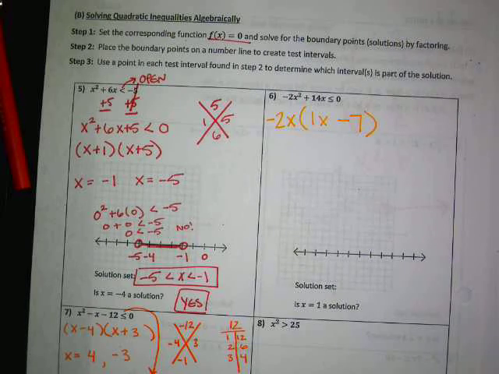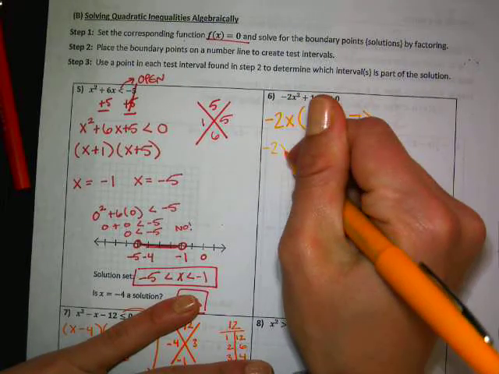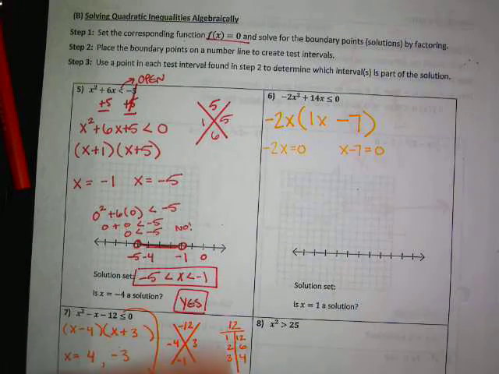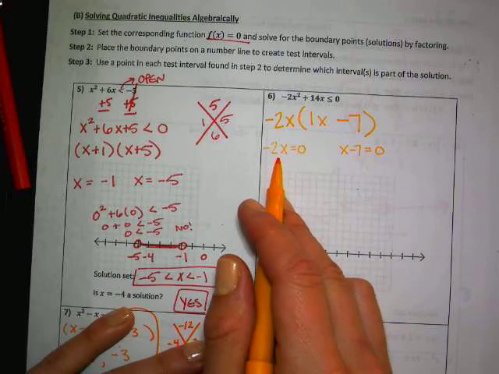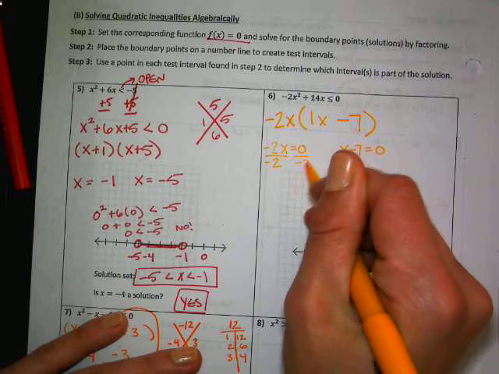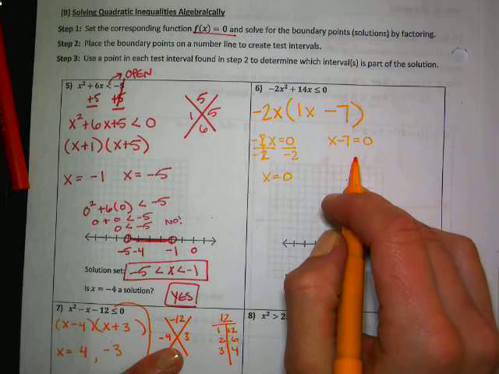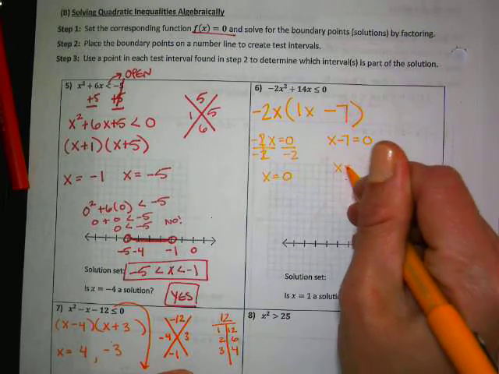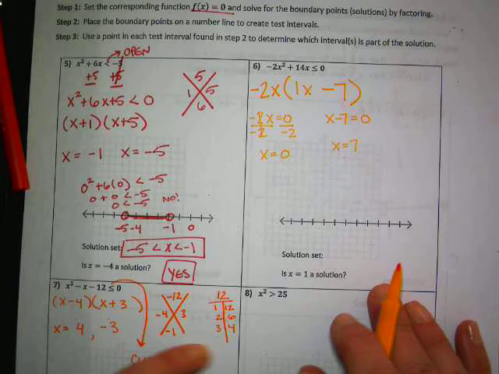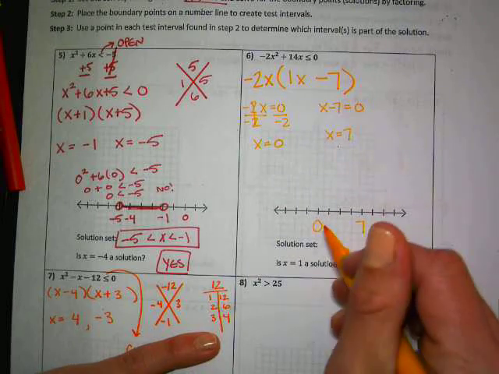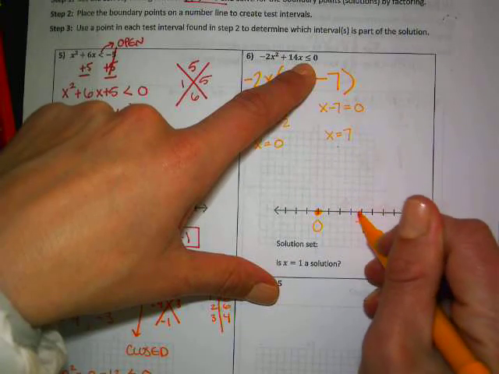Now, anything with an x is going to give you a solution. So, negative 2x equals 0, and x minus 7 equals 0. They will both give you a solution. How would you solve for x on this one? Divide by negative 2, 0. And then what about over here? X equals 7. On your number line, which one comes first? 0. Are they open or closed? Closed, because you have the line underneath.